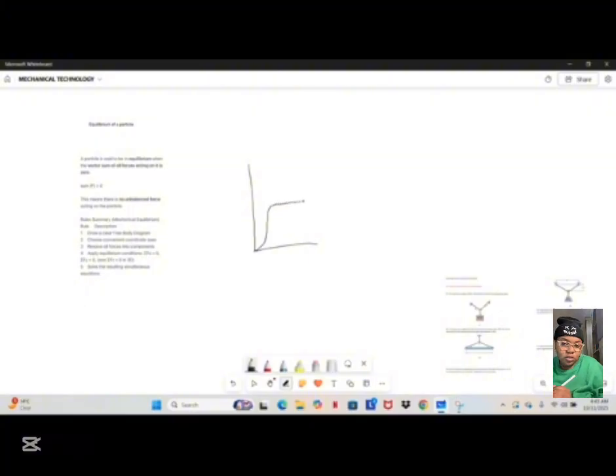But when it comes to mechanics, you should know that the sum of the forces of the vertical component is equal to 0. The sum of the forces of the horizontal component is equal to 0. In that way, you will be able to calculate and determine all your answers correctly.